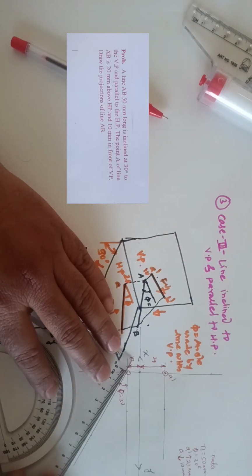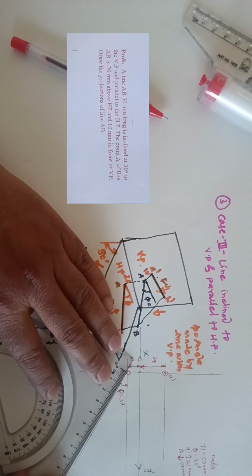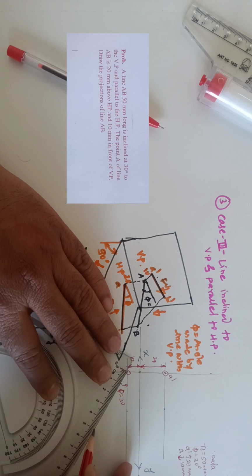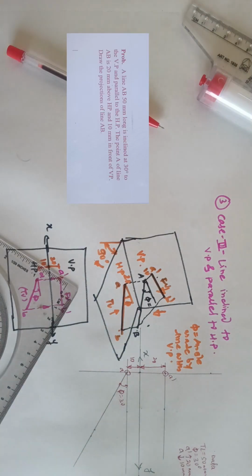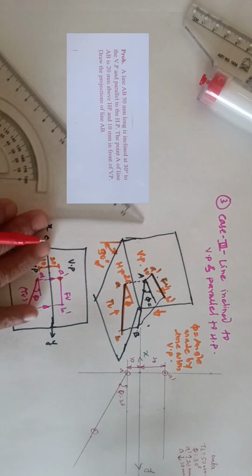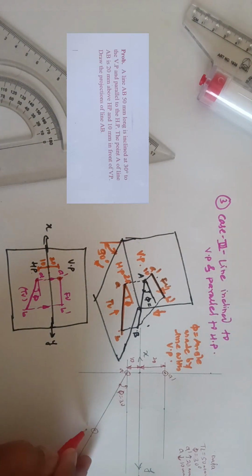Now I mark the true length on that inclined line. Whatever line I have drawn at an angle of 30 degrees, I mark the point at a distance of 50 mm, because the length of the line is given as 50 mm. So I mark the point at a distance of 50 mm. This point is nothing but the end point of the plan length, PL. So that point is B.